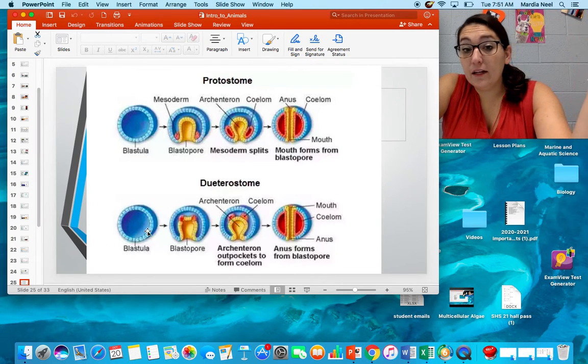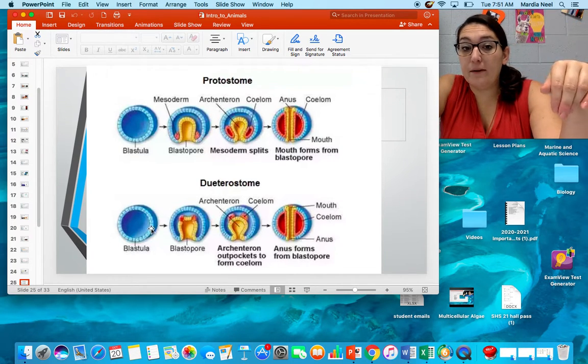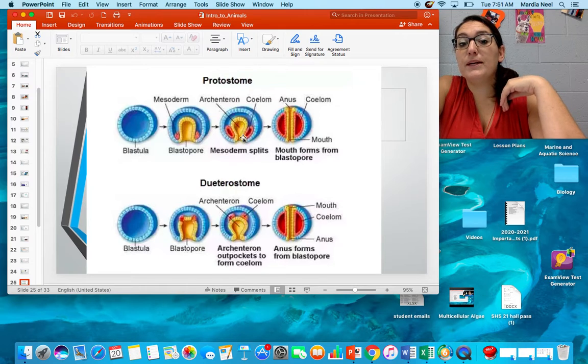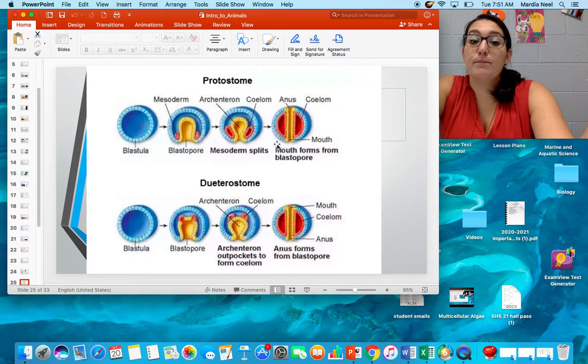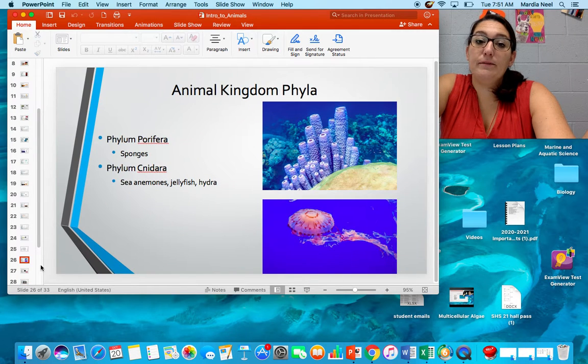And then from there, we can form lots of different animals. The mesoderm can split, and we can form an anus and a mouth. That's a protostome, a deuterostome. We get a mouth, a coelom, and an anus. So there's lots of different things that can happen.